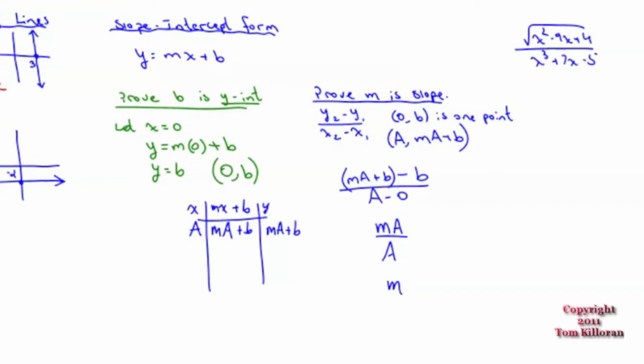So we started with y2 minus y1 over x2 minus x1. Where did we end? m. So when I say m is equal to the slope, I really mean it. It is equal to y2 minus y1 over x2 minus x1. So now we have b is the y-intercept, (0, b), and m is the slope. Another way of reading this is change in y over change in x.